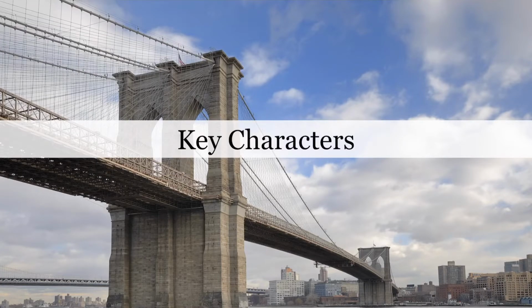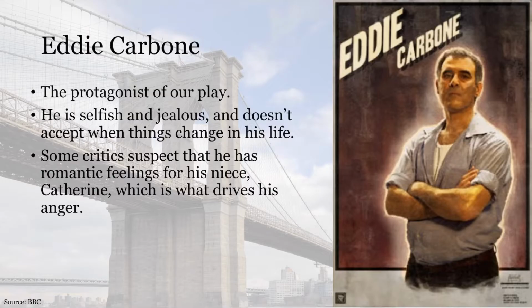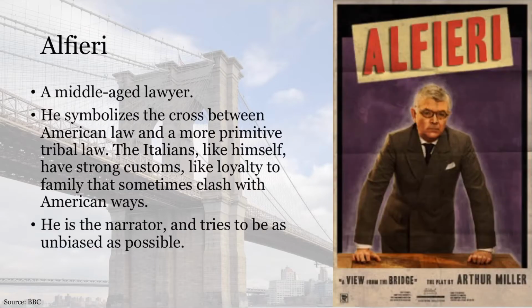So now, looking at the key characters specifically. The main protagonist of this story is Eddie Carbone. He is quite selfish and jealous, and we learn that he doesn't accept when things change in his life. And this is perhaps what we could call his tragic flaw, his hamartia, which ultimately leads to his downfall. Some critics suspect that he has romantic feelings for his niece, Catherine, and this is what drives his anger and ultimately his own death. Alfieri is the other key character.